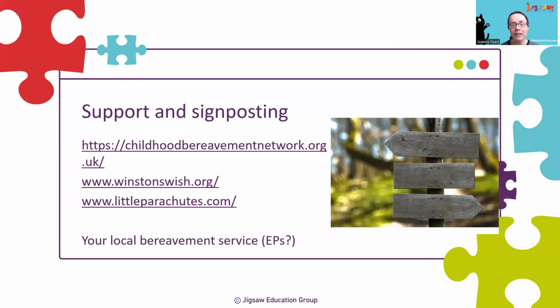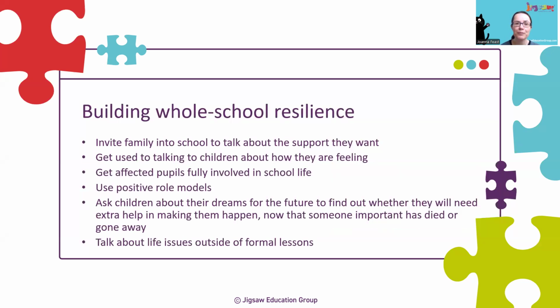Some signposting then, thinking about the types of organisations that can really support schools. The Childhood Bereavement Network, Winston's Wish, up to national charities that can support you, but you may also have more local support, particularly from your educational psychologists. Something that I found really useful is using stories to support children and adults, and Little Parachutes is an organisation that puts together sort of PSHE related books into different themes. So do have a look there if you're of a like mind, and use literature and stories to support people.